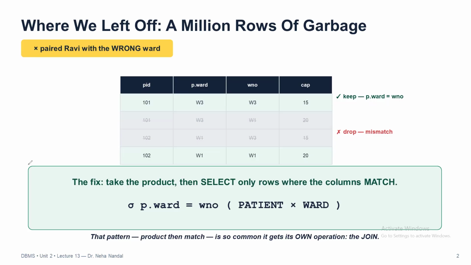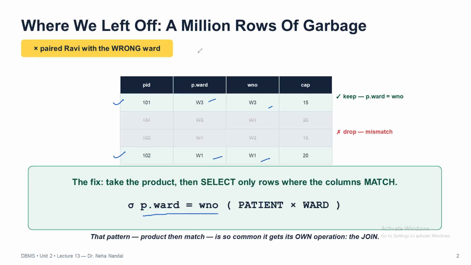Now inside this Cartesian product that we have performed, there are useful rows also, which make sense because the ward number is matching. They are equivalent to each other. So select only those rows where the columns match. So P.ward number equals W.number, on patient Cartesian ward. That is the way to represent it. Select only those rows where these ward numbers match. That is the condition to be added.